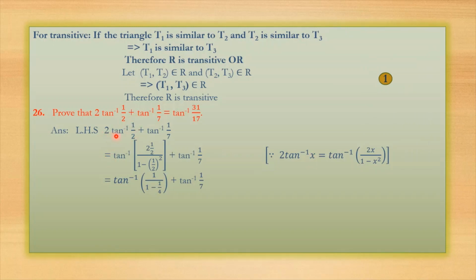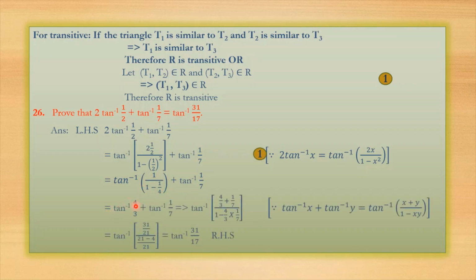So that means 2 tan inverse of 1 by 2 is equal to tan inverse of 2 times 1 by 2 divided by 1 minus (1 by 2) whole squared, plus this please take as it is. So next, tan inverse of, just here these 2 cancelled, so left out 1 divided by 1 minus 1 by 4, plus tan inverse of 1 by 7. Now next, just simplify this one, means taking LCM, we'll be getting tan inverse of 4 by 3. See, dear students, up to here you'll be getting 1 mark.